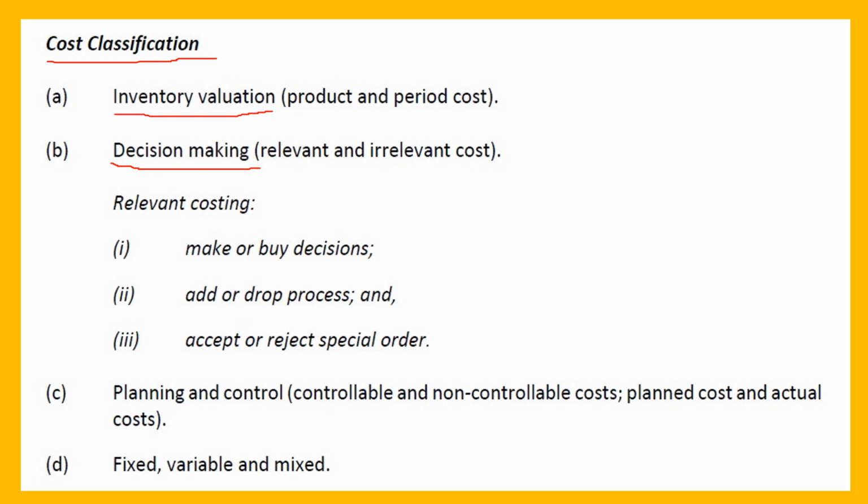So you have to go through again and revise your material on decision making. You can get one of these three different types of decisions to make: make or buy, add or drop a process, and accept or reject a special order. Add or drop a process can also be the same as adding or dropping a branch.